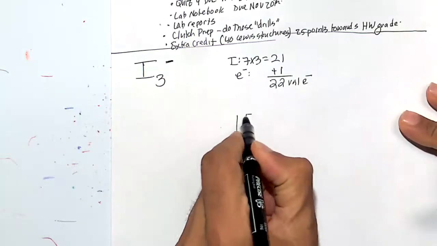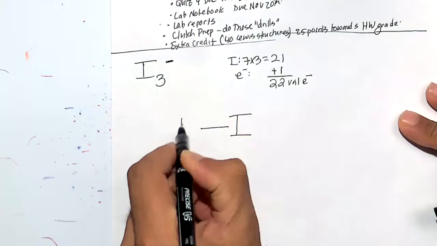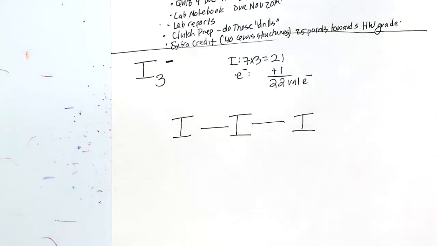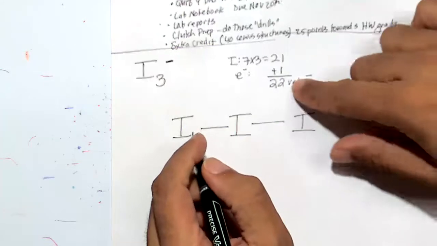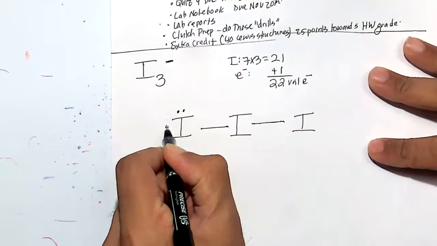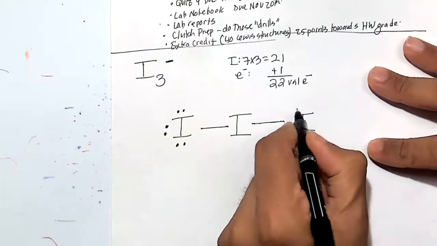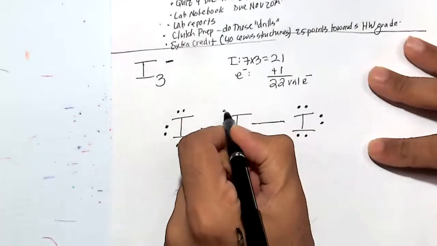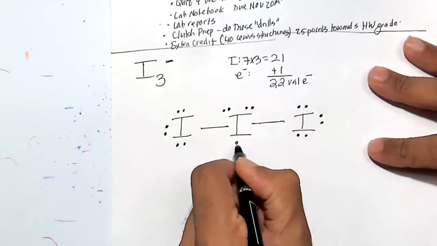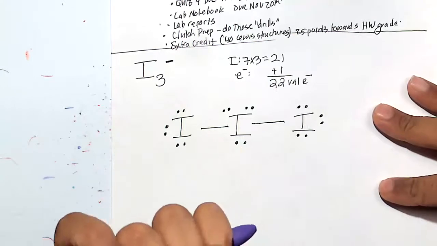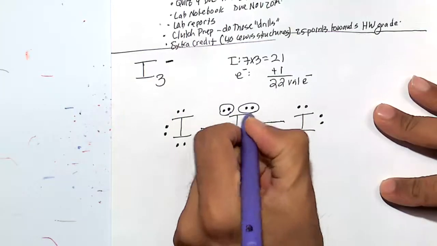So I will be our center atom, and attached to that will be another I, and then attached to that will be another I. And so let's count. We need to get 22 here. 1, 2, 3, 4, 5, 6, 7, 8, 9, 10, 11, 12, 13, 14, 15, 16, 17, 18, 19, 20, 21, 22. So I'm going to put the remaining 3 lone pairs on the center iodine atom.